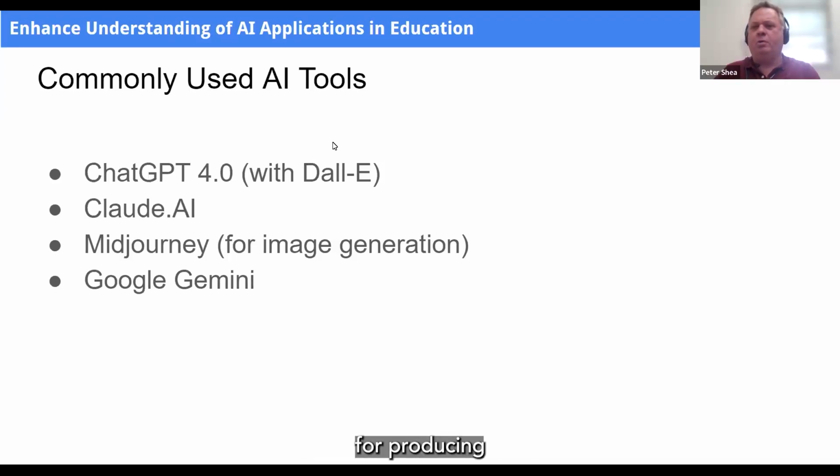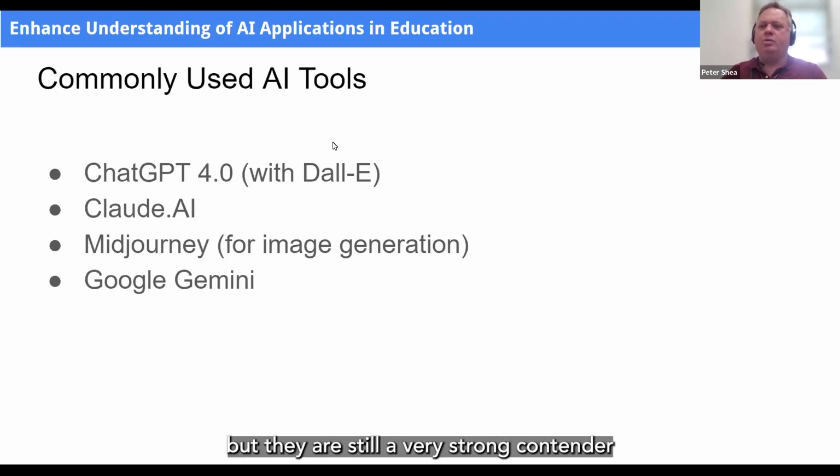Midjourney is a tool for image generation. Midjourney is best known for producing some of the most high-quality photorealistic images. And of course, Google Gemini. Google is the company that many people expected to take the lead when AI really broke into the public's consciousness. That hasn't happened yet, but they are still a very strong contender because of their decade of work in the field of AI. So again, in terms of what kind of tools people are using or linking to, these are the ones.